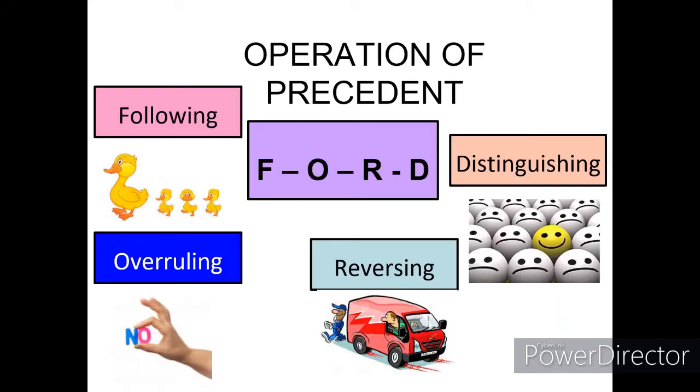So how does judicial precedent operate in reality? Well, for this, we need to learn the acronym FOLD. Follow, overrule, reverse, distinguish. And you need to remember these terms. So judicial precedent works by following it, or overruling it, reversing it, or distinguishing it.